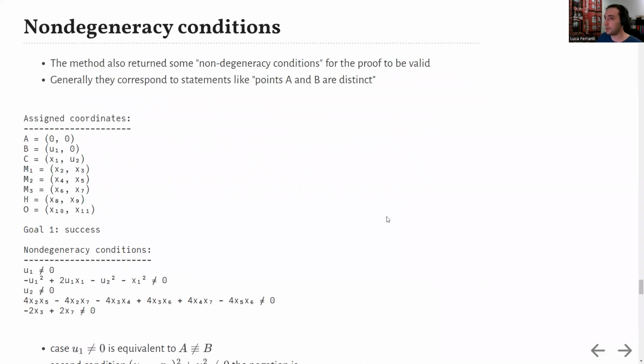And the prove theorem method also creates non-degenerate conditions, which are extra assumptions that I need for the proof to be valid. So if I have a triangle, I want it to be a triangle. So I cannot have all 3 points overlapping. And these are the non-degenerate conditions. So statements like points A, B are distinct, or they're not on the same line, or stuff like that.